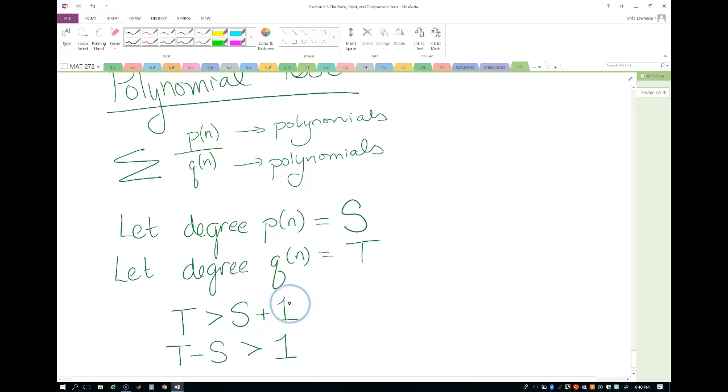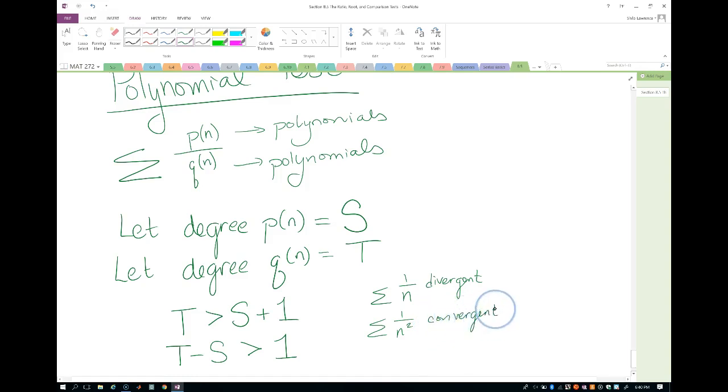If you think about a p-series, just a very simple p-series, 1 over n, the difference in degree between the numerator and denominator is exactly 1, and that was divergent. But as soon as that difference goes above 1, it would be convergent. So something like this is divergent, and then something like this would be convergent.